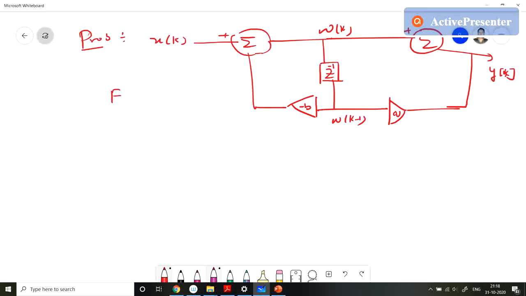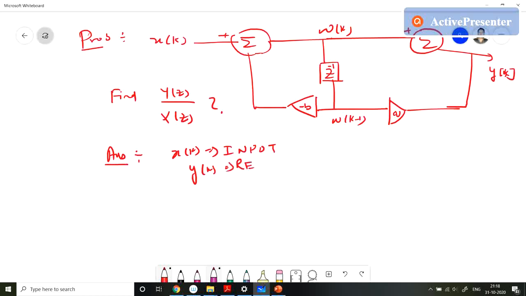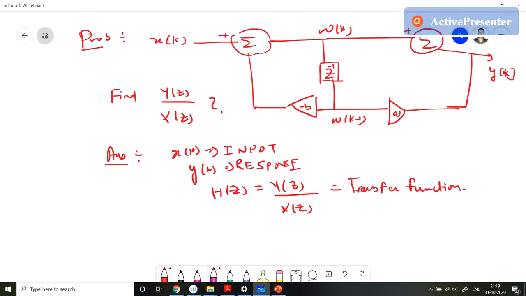Now we need to find Y(z) divided by X(z). Here x(k) is the input and y(k) is the response. So we need to find H(z), that is Y(z) divided by X(z). This is the transfer function.